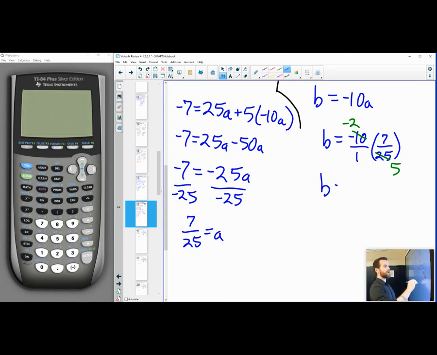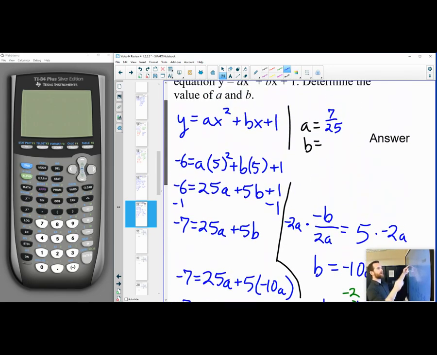And then we get b equals numerator times numerator. -2 times 7 is -14 over denominator times denominator. 1 times 5 is 5. So -14 fifths. -14 over 5. Check the answer key. 7 over 25, negative 14 over 5. Excellent.